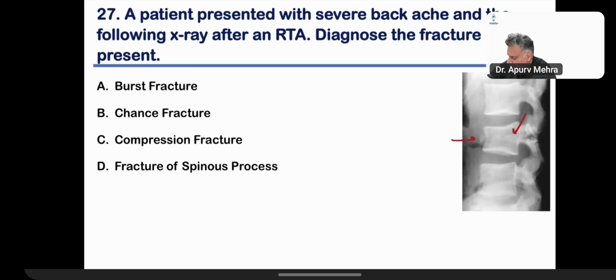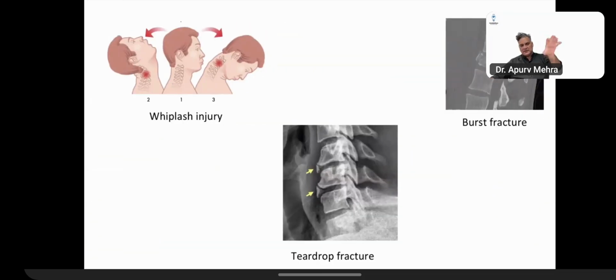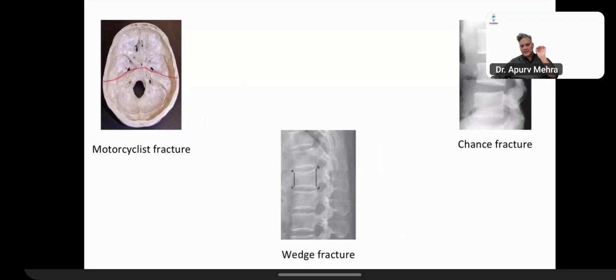Damages the anterior column, middle column, posterior column. Everything gone. Chance fracture, jackknife, or seatbelt injury. Jefferson is a burst fracture of C1. Hangman is C2 over C3. Whiplash is hyperextension followed by flexion. Teardrop is anteroinferior damage. Burst is anterior and middle column gone. Wedge is anterior column shorter than middle column. Chance fracture, anterior, middle and posterior columns all gone. Motorcyclist fracture is separation of the skull into anterior and posterior halves. Chance fracture can cause neurological deficit, no doubt about it.